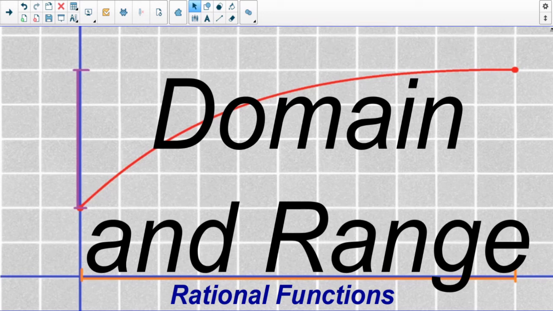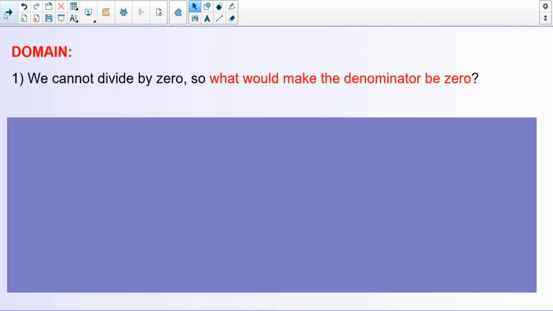Rational functions, and this is kind of the most difficult part of this chapter. So we'll go kind of slow. We'll do a lot of practice because it is kind of hard. For rational functions, we have four rules that tell us what to do. And the first rule is the easiest, for getting the domain of a rational function.